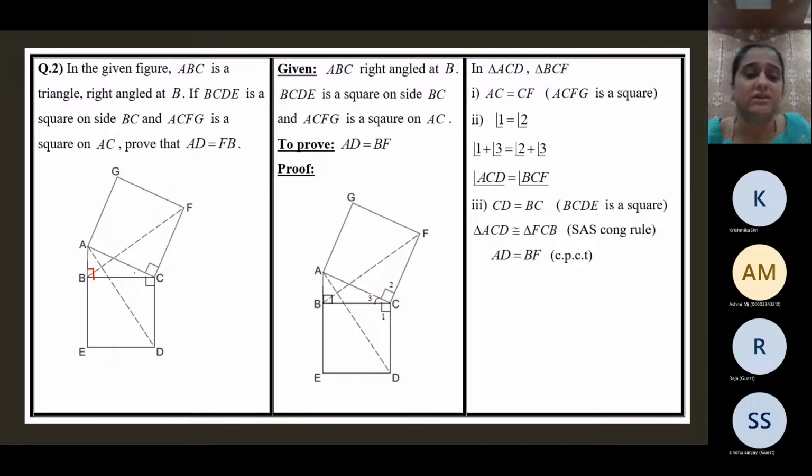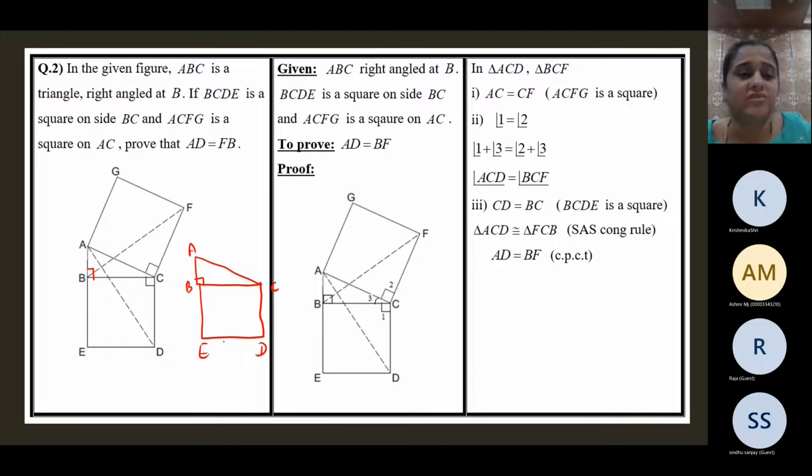If BCDE is a square on side BC, see here, this is the right triangle ABC. On the side BC, we have a square. What is the square called? BCDE.